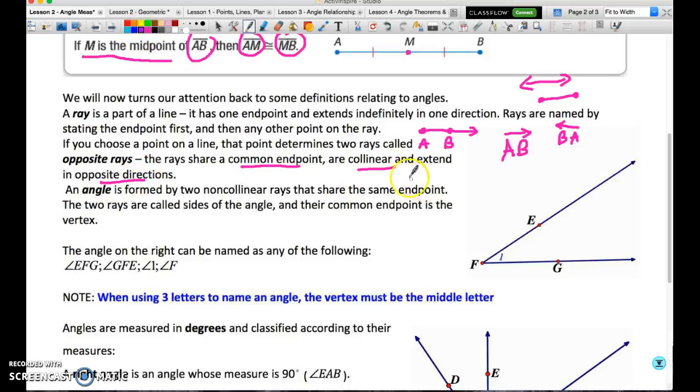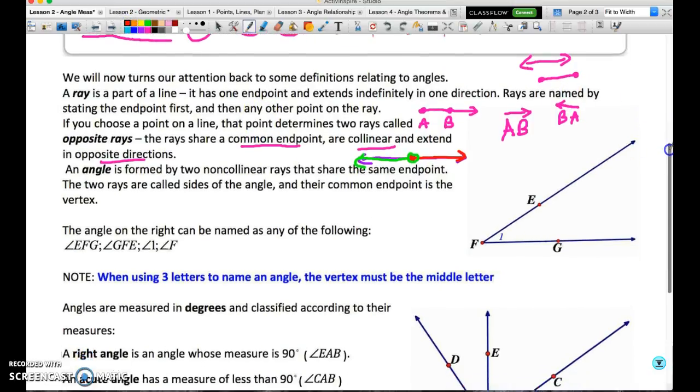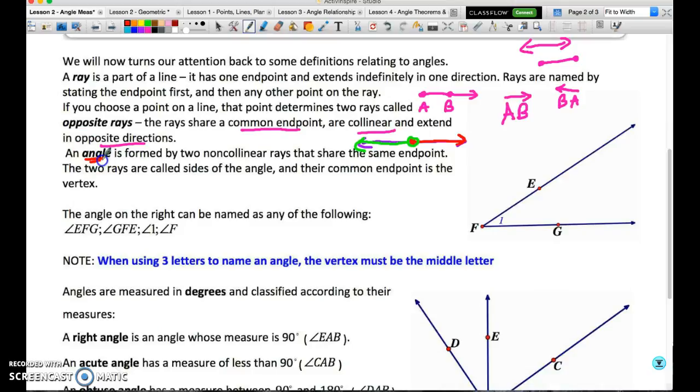And so effectively what this means is, what we really have is a line essentially with one ray going in that direction, the other ray which shares this point going in that direction, and since they effectively form a line, those are what is known as opposite rays. And finally, what we have is the definition for an angle.